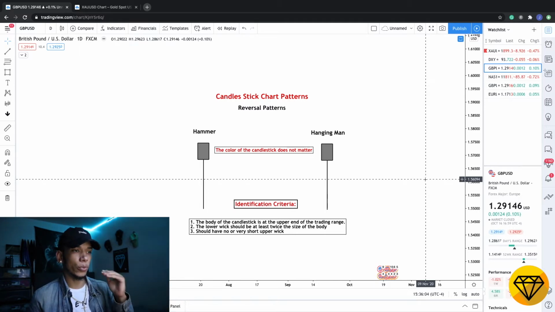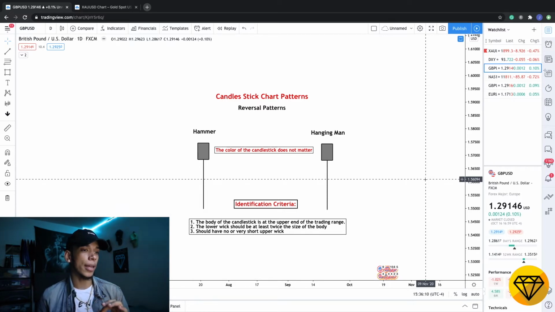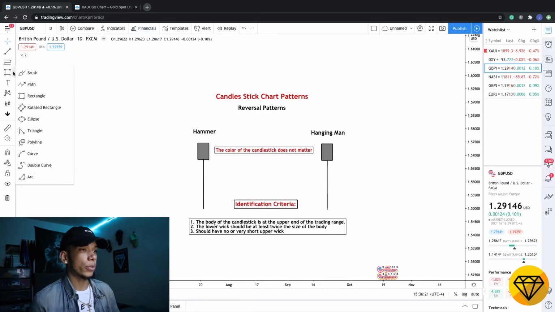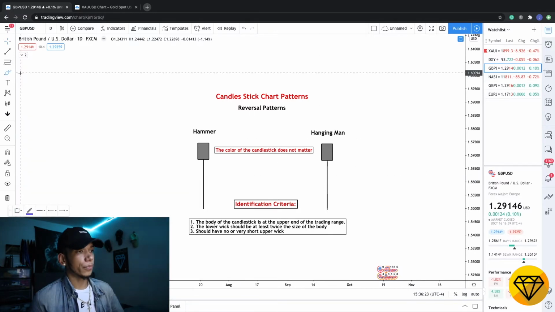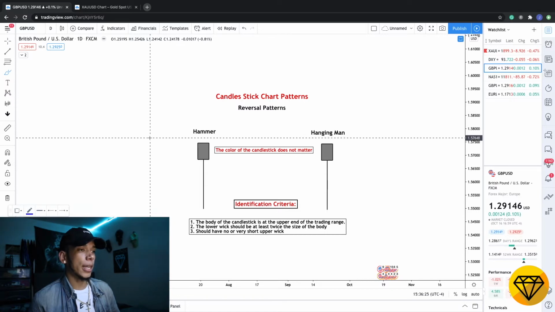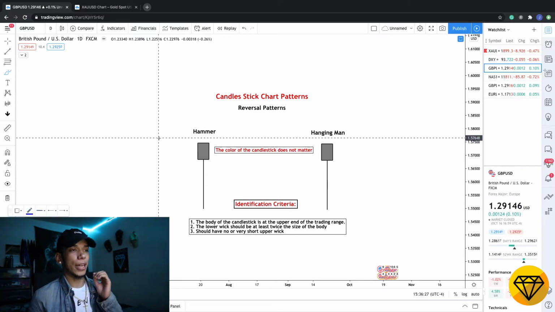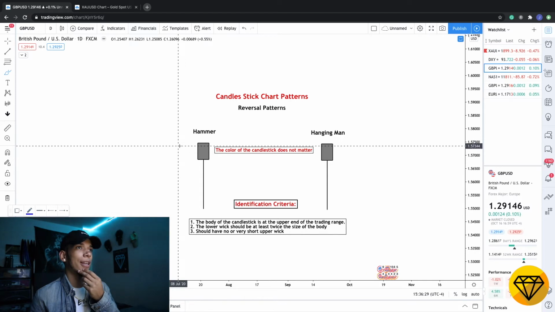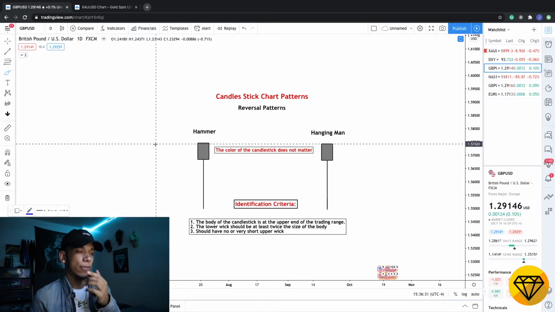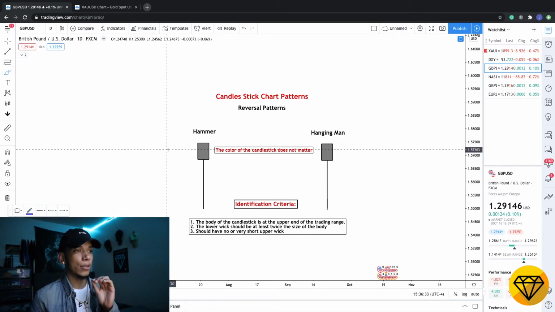Now, let's move on to the identification criteria. Number one, the body of the candlestick is at the upper end of the trading range. Now, what is a trading range? Okay, let's go ahead and use some tools. If you understand the anatomy of a candlestick, and I'm not sure I went over this in any video, so if not, I will go over it in the next video, the anatomy of a candlestick.